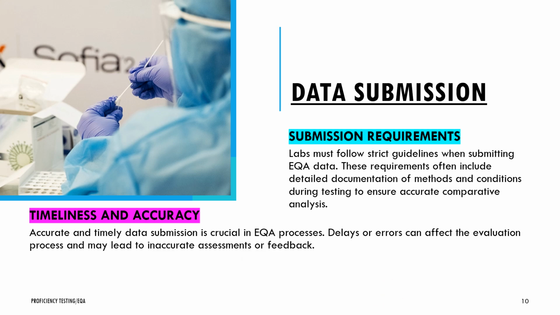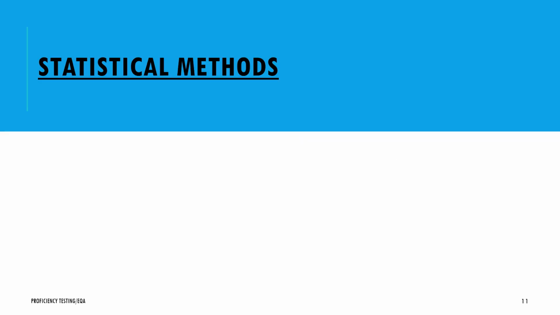So data submission, which is another very important step in a PT program, should be very carefully done. All the requirements should be fulfilled and results should be entered timely and accurately. After discussing the various points which should be kept in mind while submitting the result, the next step is analysis, which is done by the PT provider. So what common statistical methods are used by them for analysis of these results?